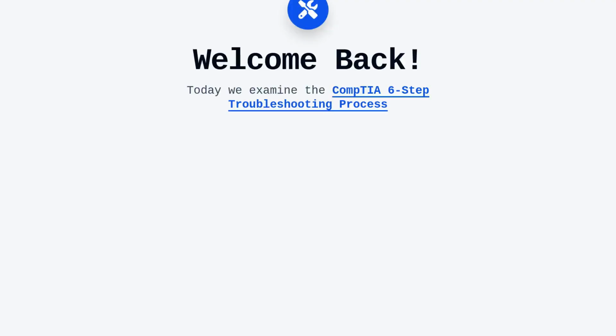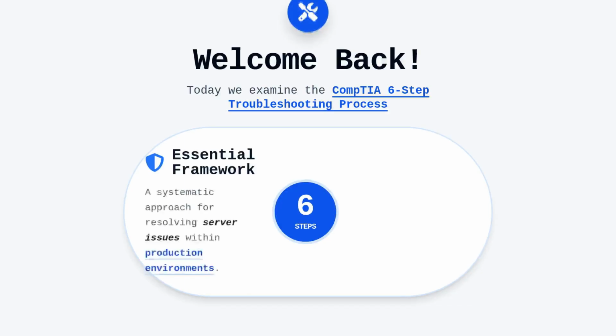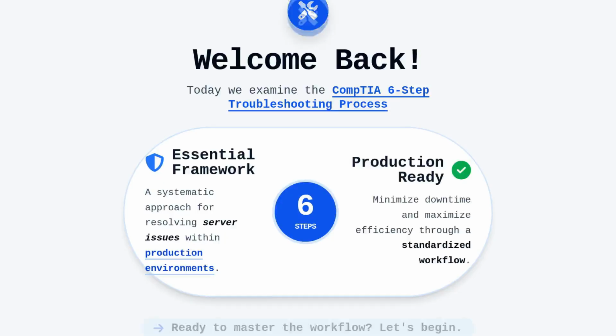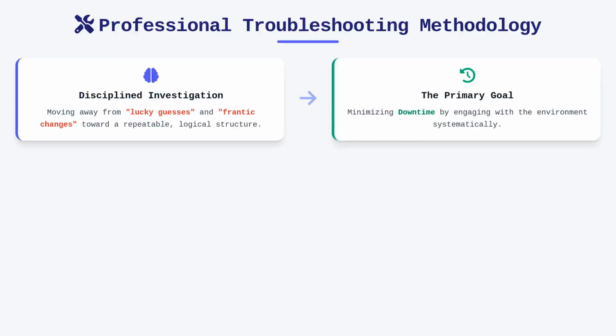Welcome back. In this session, we will examine the CompTIA 6-step troubleshooting process, an essential framework for resolving server issues in production environments. Troubleshooting in a professional data center or enterprise environment is rarely about lucky guesses or frantic configuration changes. Instead, it is an exercise in disciplined investigation, where the primary goal is to minimize downtime through a repeatable, logical structure. The CompTIA troubleshooting methodology provides exactly this, forcing you to step back from the immediate frustration of a failing service and engage with the environment systematically.